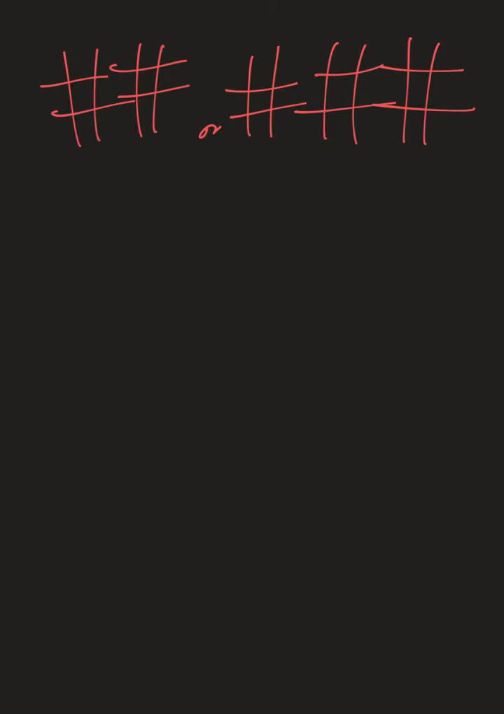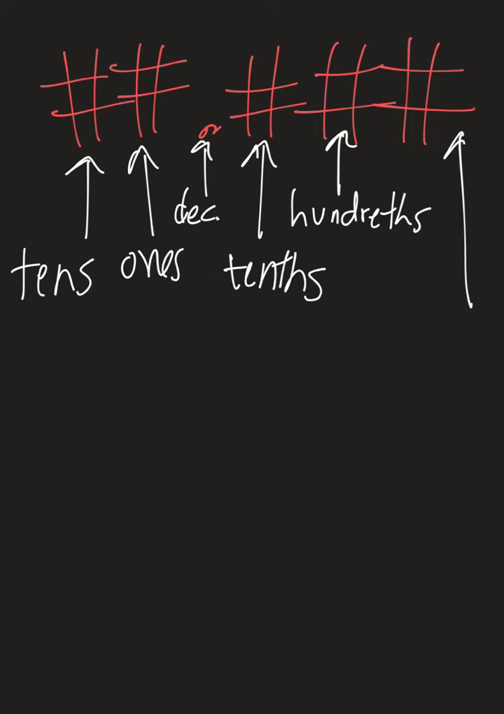So our place values, just to be sure, we have the tens place, we have the ones, and then once we hit the decimal, we have the tenths, the hundredths, and then we have the thousandths. Now we can keep going, but these are the most significant ones, the most common ones we will use.